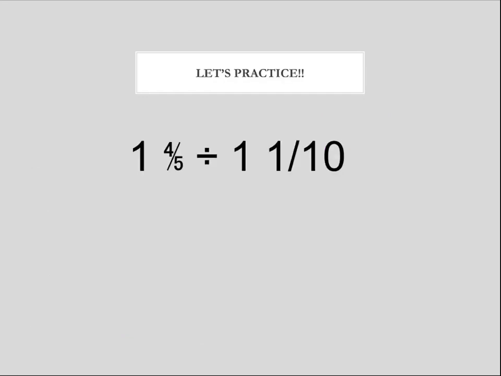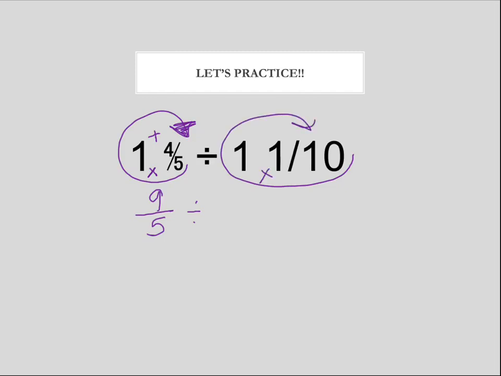So let's look at one. This problem says 1 4/5 divided by 1 1/10. So I'm first going to convert these mixed numbers to improper fractions. I multiply 5 times 1, and I get 5, plus 4 is 9. So this is 9/5, divided by 10 times 1 is 10, plus 1 is 11. So that gives me 11/10.